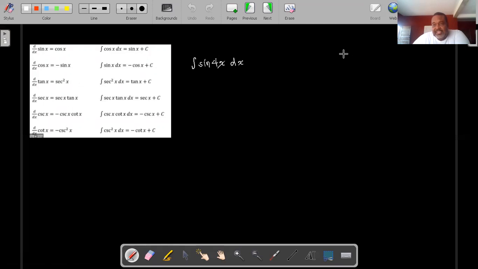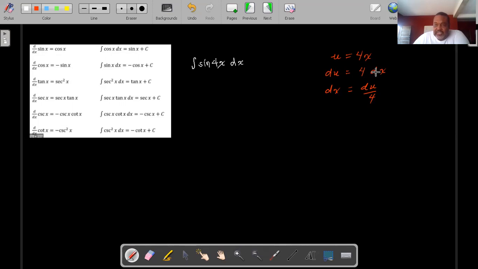So let's have u equal to 4x. And if u is equal to 4x, then du would be just 4 dx. Du is, now we're differentiating this, right? Differentiating u. And so when we differentiate that, we're going to get just 4. And so now dx then is going to be du over 4.